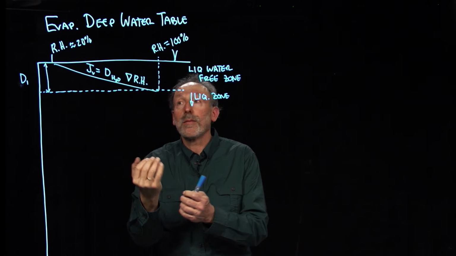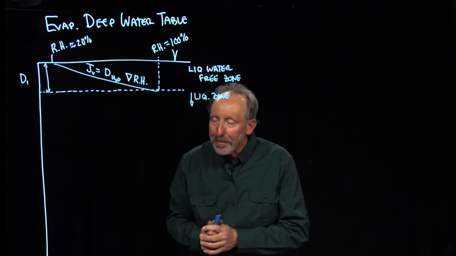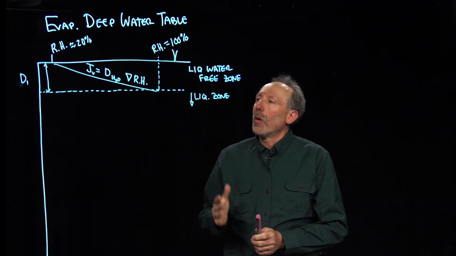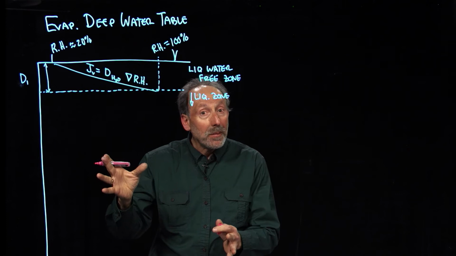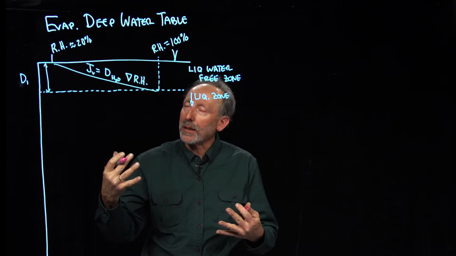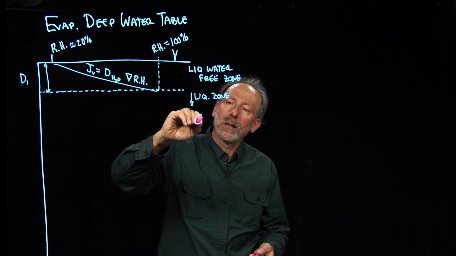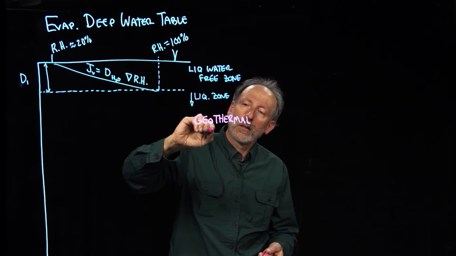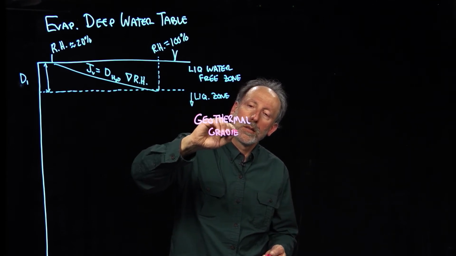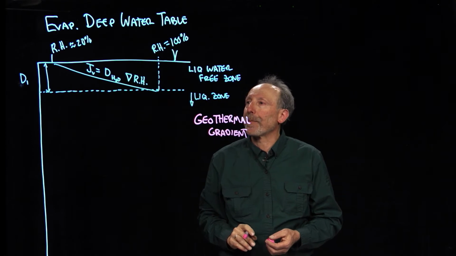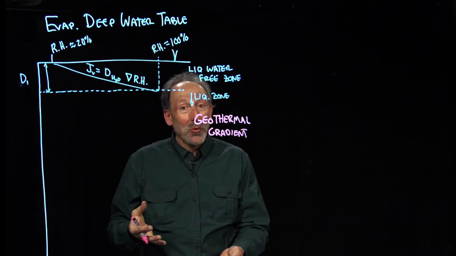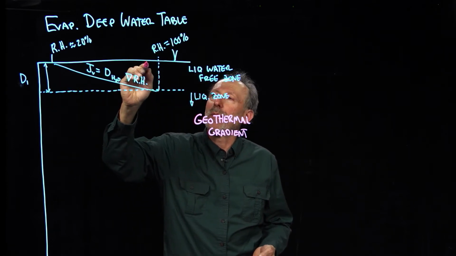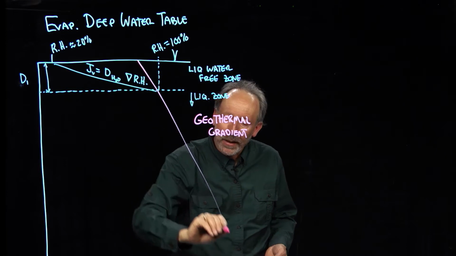Now, this flux has to be supplied from below. Okay, now let's look at where that flux comes from. One of the things that we have in deep unsaturated zones is a temperature gradient, and we call that the geothermal gradient. And that's a gradient in temperature. So typically the Earth is warm in the middle and cooler on top. So we're going to go ahead and draw a gradient in temperature here. I'm just going to kind of go like that.